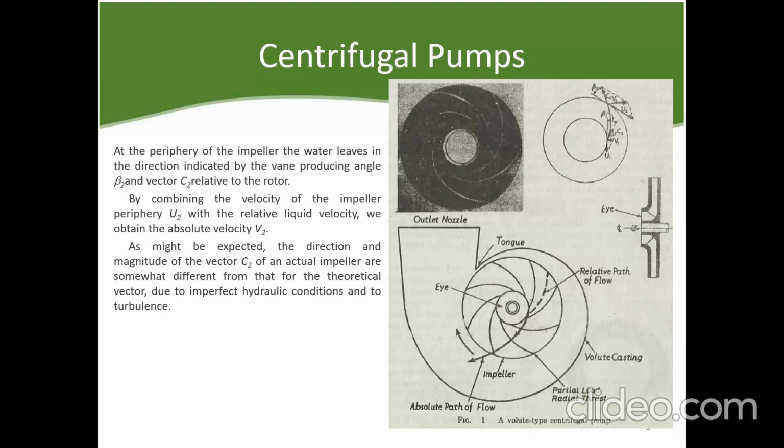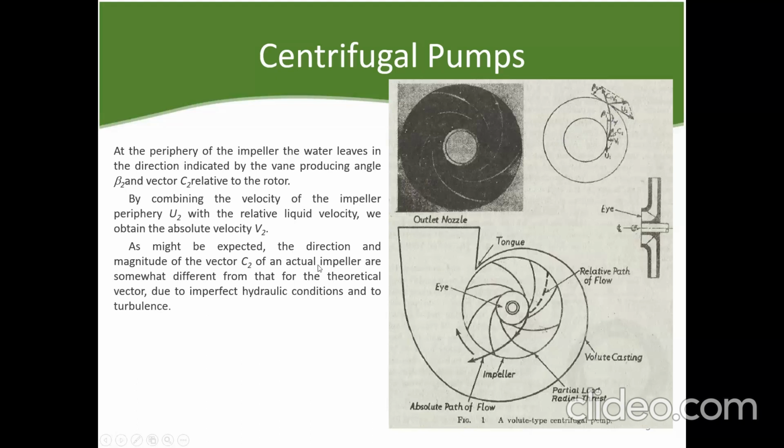At the periphery of the impeller, the water leaves in the direction indicated by the vane, producing angle beta 2 and vector C2 relative to the rotor. By combining the velocity of the impeller periphery U2 with relative liquid velocity, we obtain the absolute velocity. This is using Pythagorean theorem or vectors.